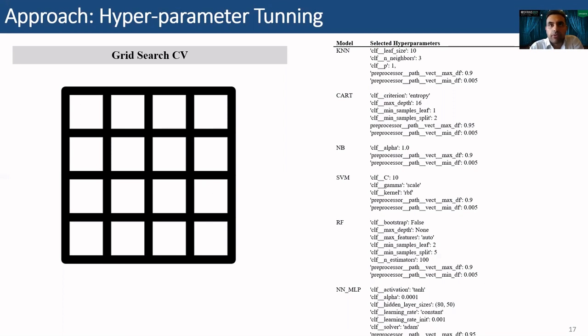The maximum depth is not set, so the tree can grow. Maximum features are set to be auto. Minimum samples leaf is 2, and minimum sample split is 5. The number of estimators is 100.